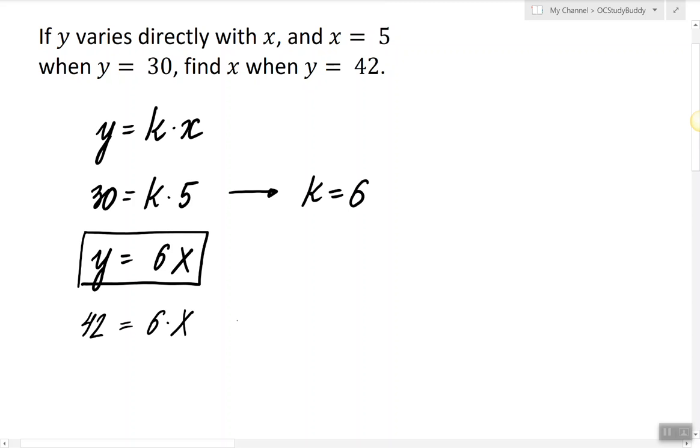To solve it, we simply divide both sides by 6, and the answer is 7. So to find x when y equals 42, the answer is x equals 7.